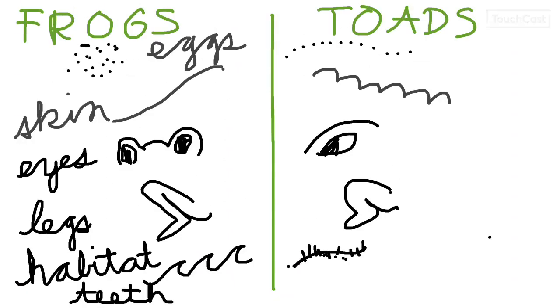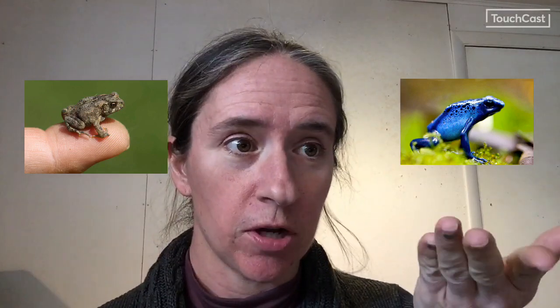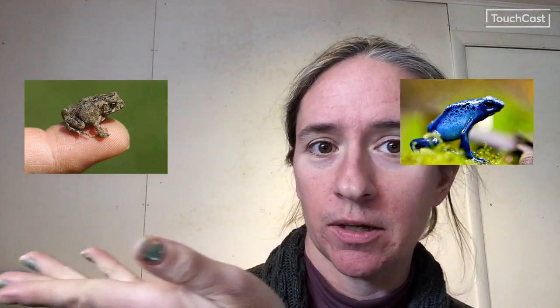So for our reminder, I'm just going to write and draw some teeth in the frog column. I'm not even going to be worried about drawing vomerine teeth. I'm just going to draw regular teeth as a reminder. And for the toads, I'm just not going to draw anything because they don't have any teeth. So the next time you're taking a look at an amphibian from this group, you now have lots of clues to tell if that amphibian is a frog or a toad.